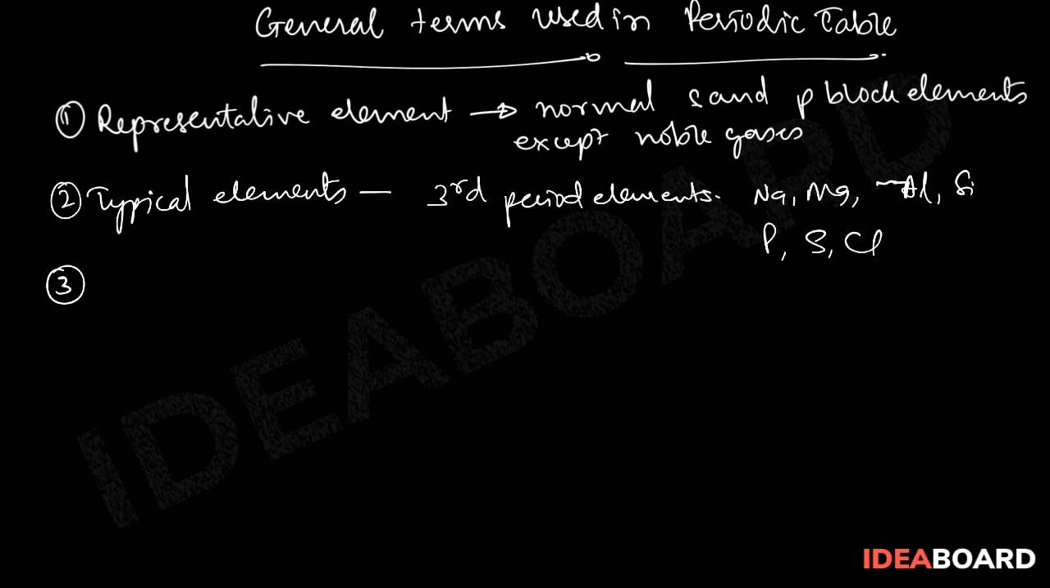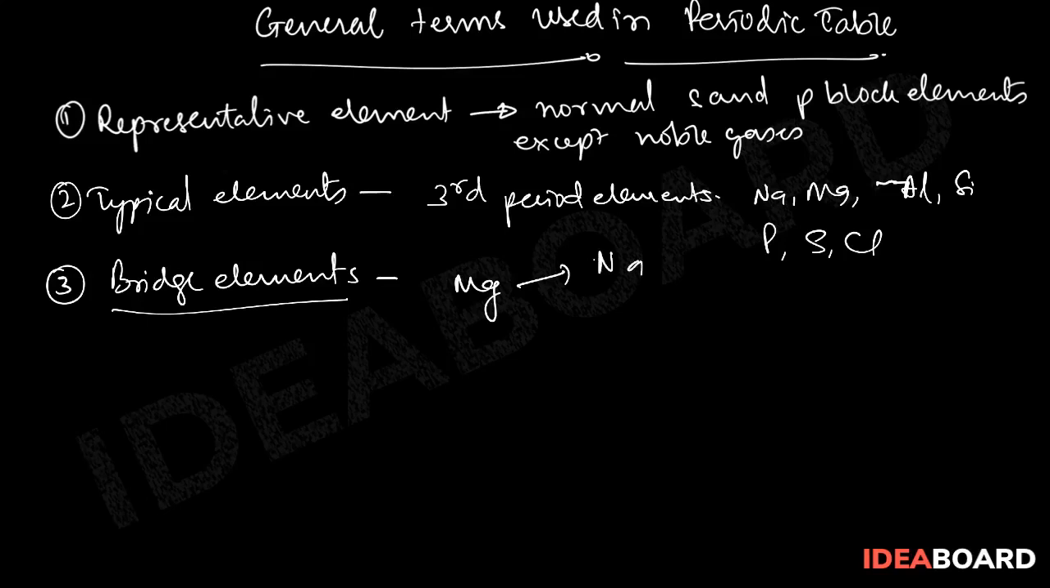The third term which we are going to learn is bridge elements. Bridge elements are the elements which act as a bridge in their properties to two different groups. For example, magnesium bridges between sodium and copper. So this is also a bridge element. Similarly, calcium bridges potassium and silver with respect to some properties only. That's why they are called bridge elements.